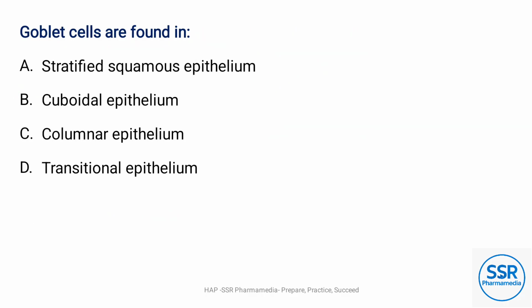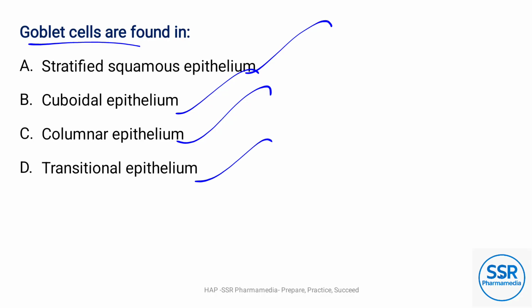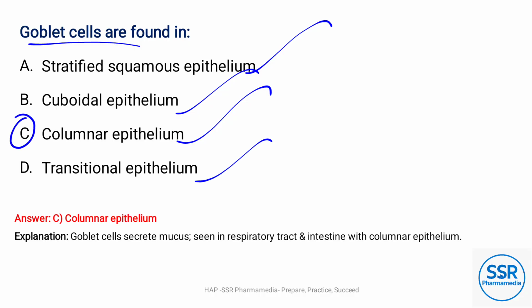Next question: goblet cells are found in option A, stratified squamous epithelium; option B, cuboidal epithelium; option C, columnar epithelium; option D, transitional epithelium. The answer is option C, columnar epithelium. Goblet cells secrete mucus, seen in the respiratory tract and intestine with columnar epithelium.